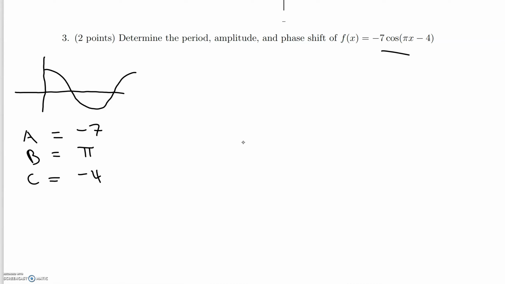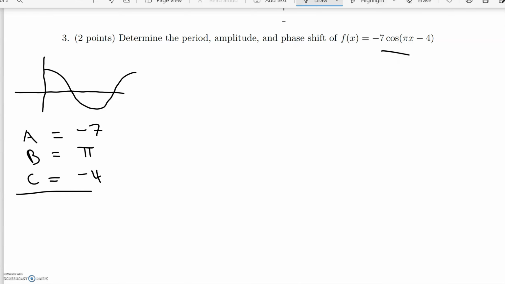Okay, therefore, actually, I always do amplitude, period, and then phase shift. That's my preferred order for whatever reason. So the amplitude is the absolute value of -7, so that's +7. The period is 2 pi over the absolute value of b, which is pi. And so it actually simplifies to just be 2 because the pi's cancel.